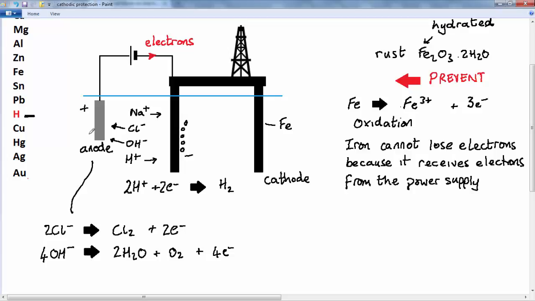Alright, so you're going to get bubbles of oxygen and chlorine gas being given off at the anode, which I should have mentioned earlier is typically made from titanium. Okay, and titanium, although it is quite high up in the reactivity series, it is, like aluminium, very unreactive indeed, because it has a protective oxide layer which effectively renders it inert.